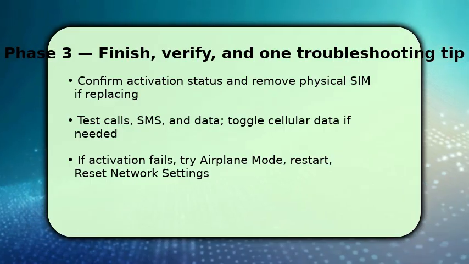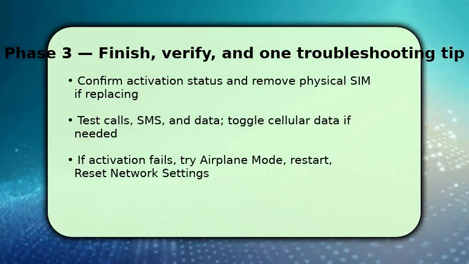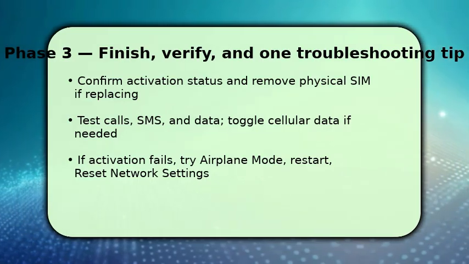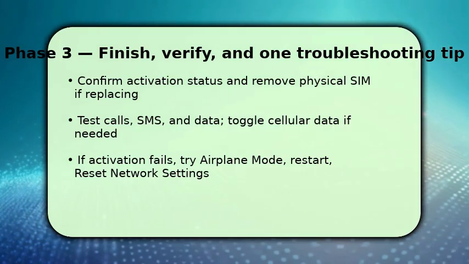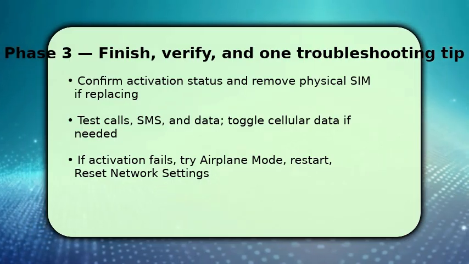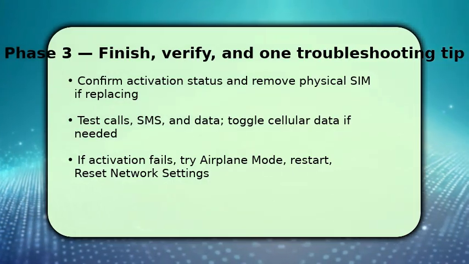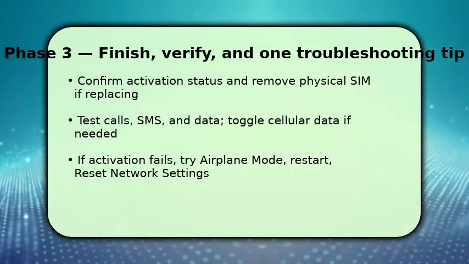If the eSIM does not connect, make sure you selected the correct cellular data line, then toggle airplane mode off and on and restart your iPhone. As a key troubleshooting step, use Reset Network Settings if nothing else works. This clears saved networks, but often resolves provisioning glitches.